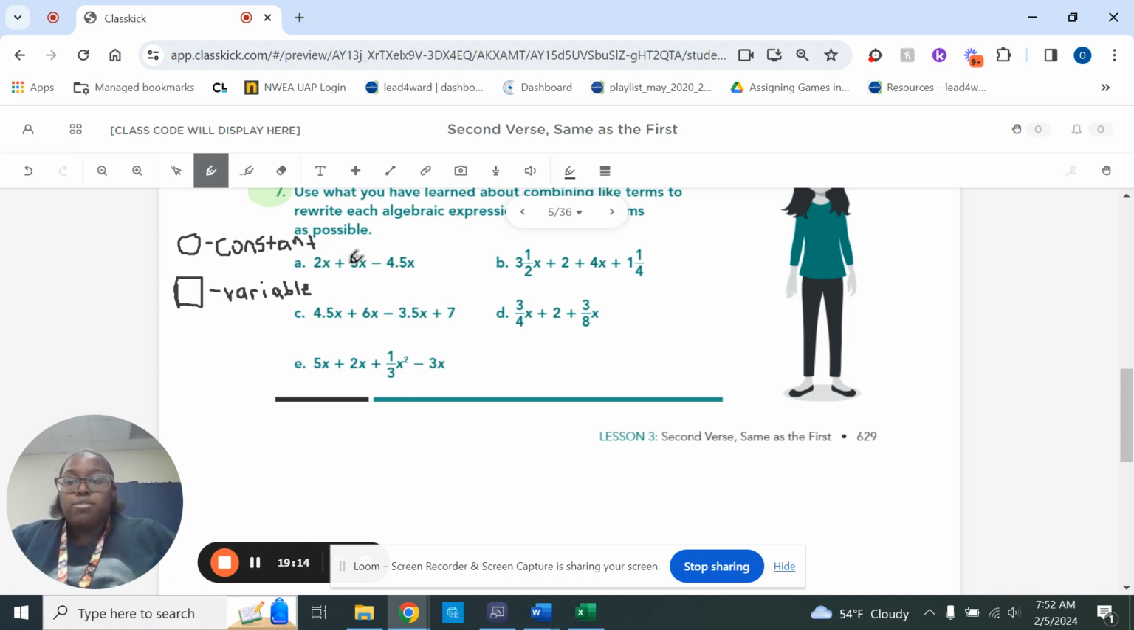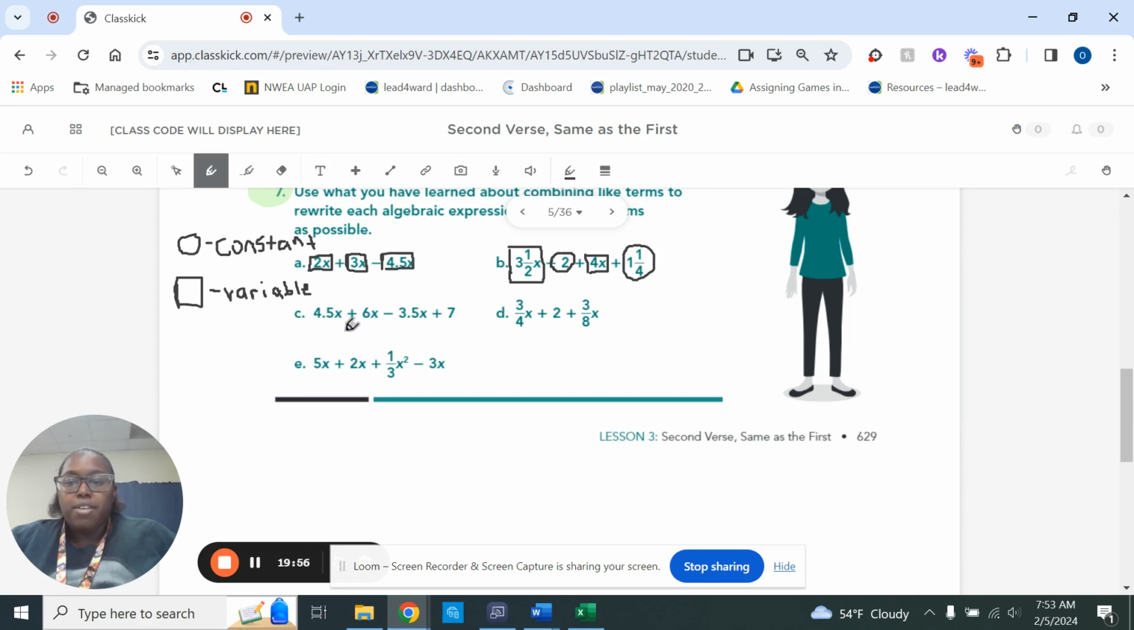So let's look at this first one. We have 2x plus 3x minus 4.5x. All of these have a variable x of 1. So all of these are like terms. So I will be simplifying this one because I still don't know what x is. B, we have 3 1/2 x plus 2 plus 4x plus 1 1/4. Okay, well, these have a variable of exponent 1. These don't have a variable, so these are my constants.